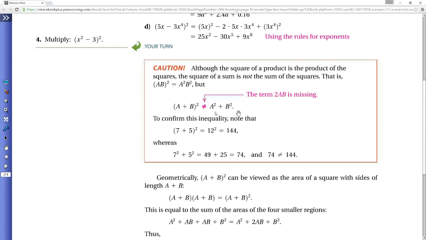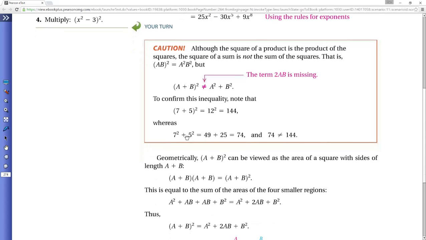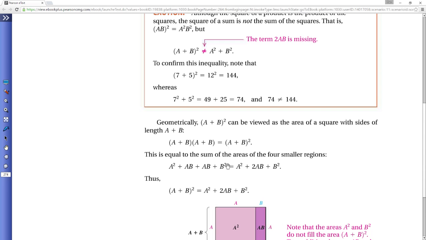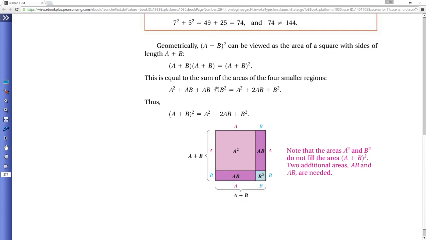That's why they bring up these cautions here, usually errors that happen. And you can check this. If you're not sure, I could say, well, let's take 7 plus 5 to the 2 power. Well, that's 12 squared or 144. Well, if I tried to do this thing right here, I would say, well, then 7 squared plus 5 squared should equal the same thing. But it's not even close. It does not work, okay? This is simply if you're not sure, put some numbers in there and see if what you're thinking will actually apply.